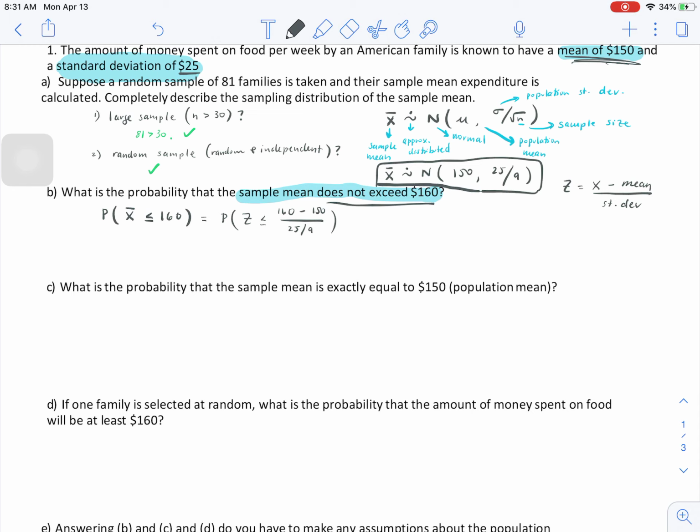If you plug that into your calculator, this equals the probability that z is less than or equal to 3.6. I can look that up in my table. I notice that it's a very large z-value, so it's not exactly in my table, so I can approximate the area to the left of it with 1. So there's a 100% chance that the sample mean doesn't exceed $160.